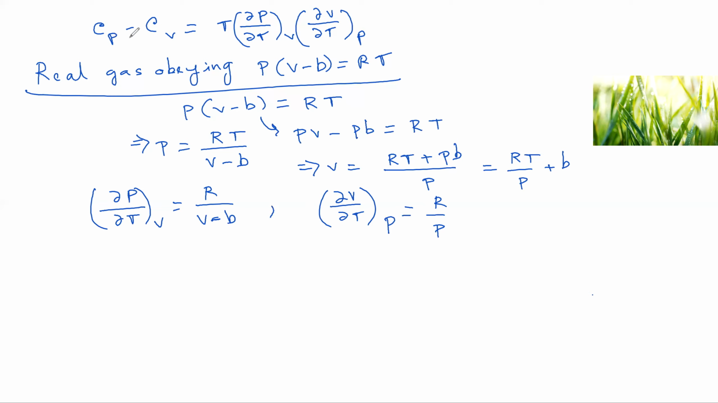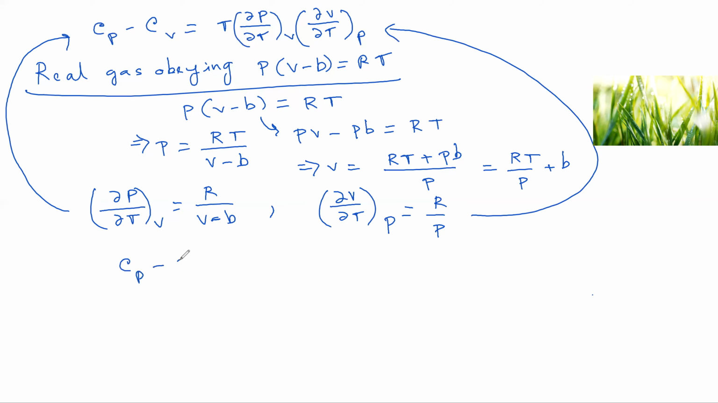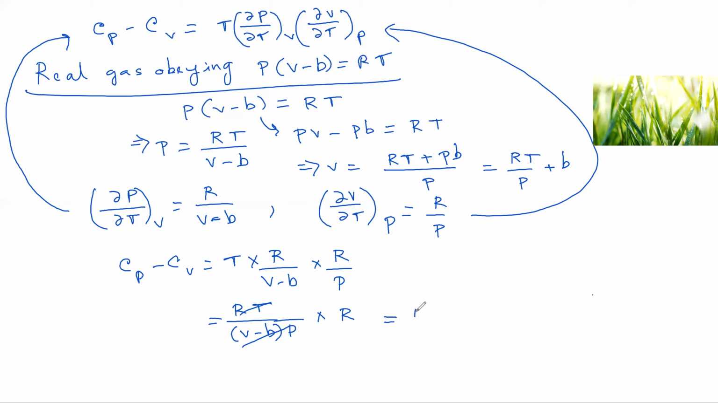Now I will put them into the expression of Cp minus Cv. What is the expression of Cp minus Cv? This is T into R by (V minus B) into R by P. So RT by (V minus B) into R by P. Again we can cancel these terms because P(V minus B) is equal to RT, this was the gas equation. So we can cancel these two terms. So Cp minus Cv is equal to R. It was also R for an ideal gas and also for a real gas obeying the gas equation P(V minus B) equals RT, Cp minus Cv is equal to R.